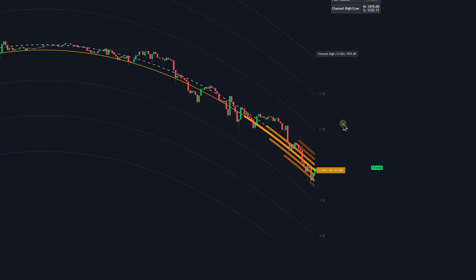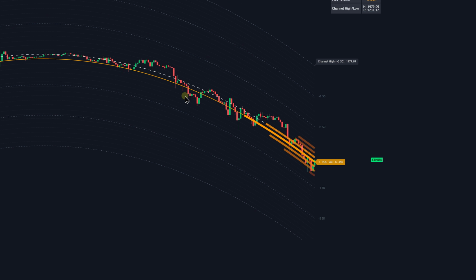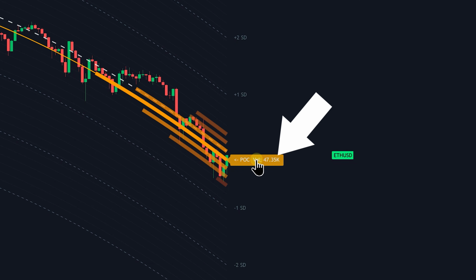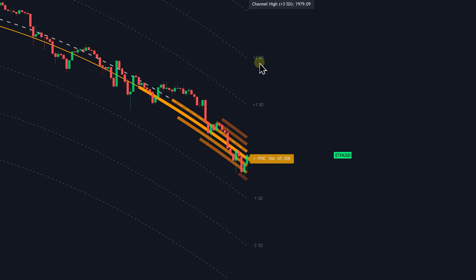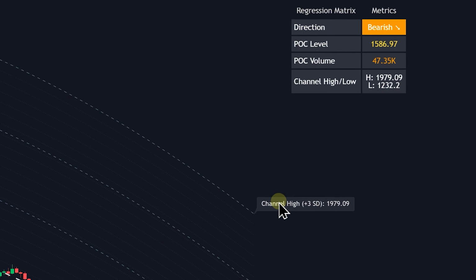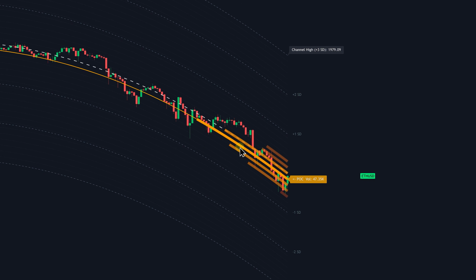Now, take a look at this. Here, the price was trading in a bearish market on the 15-minute time frame. Price was pushing lower, and this indicator was showing us something really important. Not just where price was moving, but where the strongest volume was sitting inside the current trend structure. You can see the regression channel is pointing down, the dashboard is showing bearish, and the volume profile on the right is concentrated around this area.